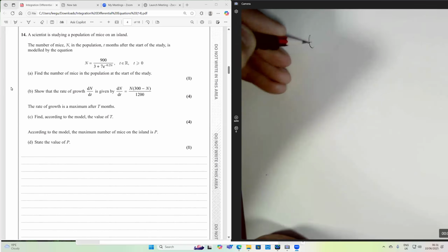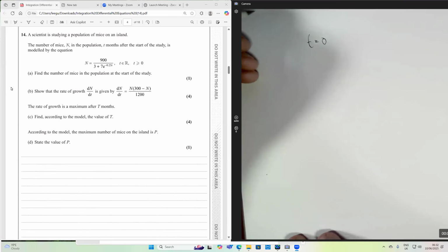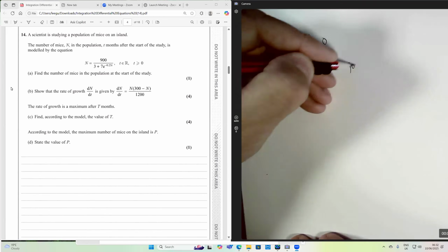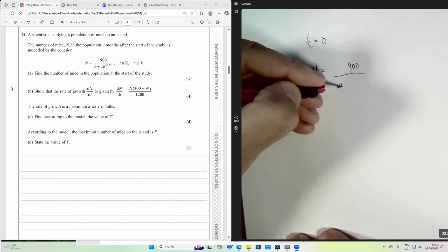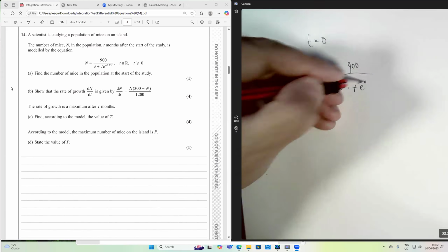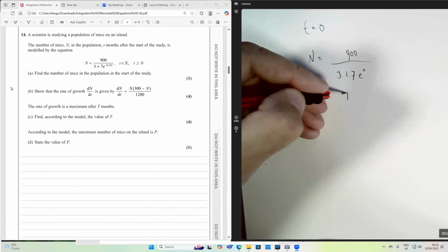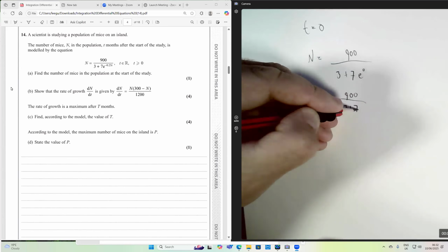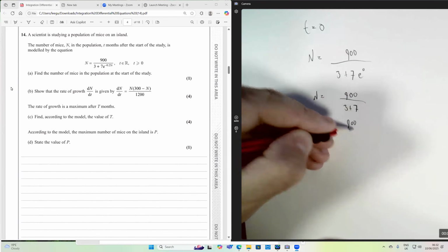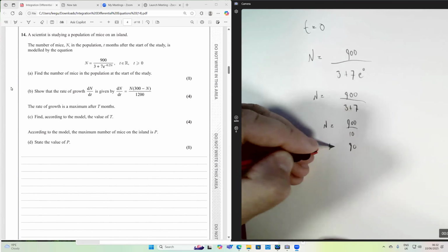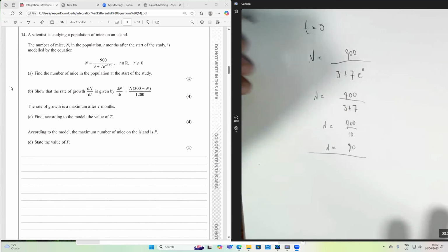So in other words, that is when t is equal to 0. So the number of mice when t equals 0 is going to be 900 over 3 add 7, and that is going to be e to the 0. So that is going to be 900 over 3 add 7, so 900 over 10. So there were 90 mice on the island at the start of the study.